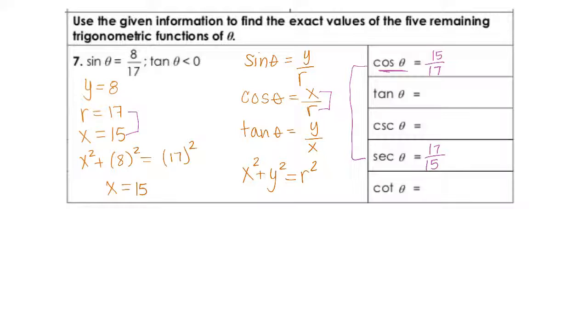Okay, so now let's talk about tangent. Tangent is y over x. So y over x, that's going to be 8 over 15, isn't it? So automatically, let's go down to the reciprocal and put 15 over 8. And then cosecant, well, that's the reciprocal of what I'm given, right? So that's going to be 17 over 8.